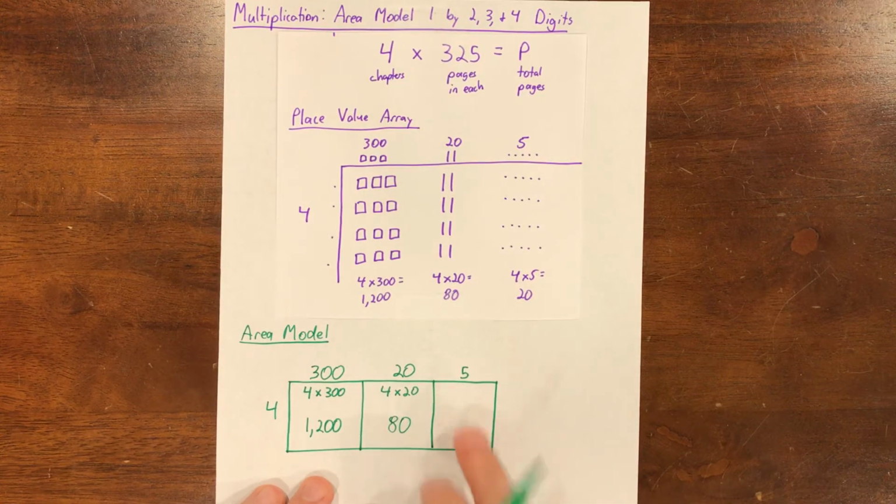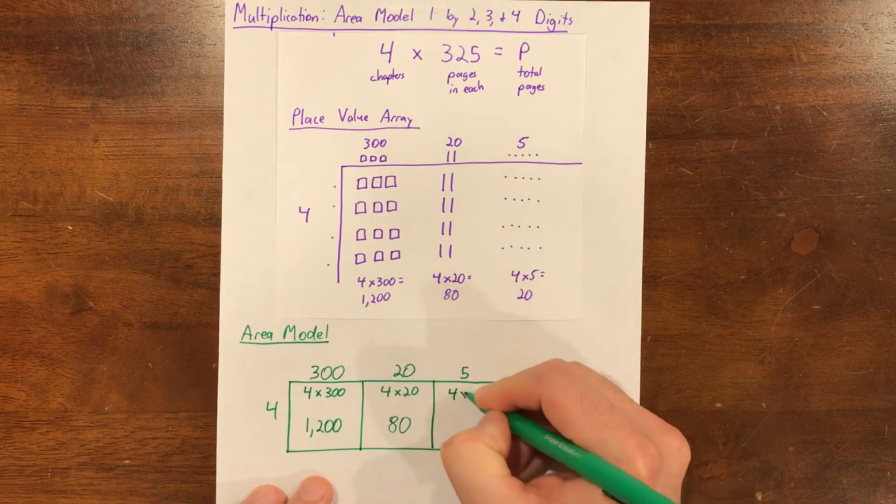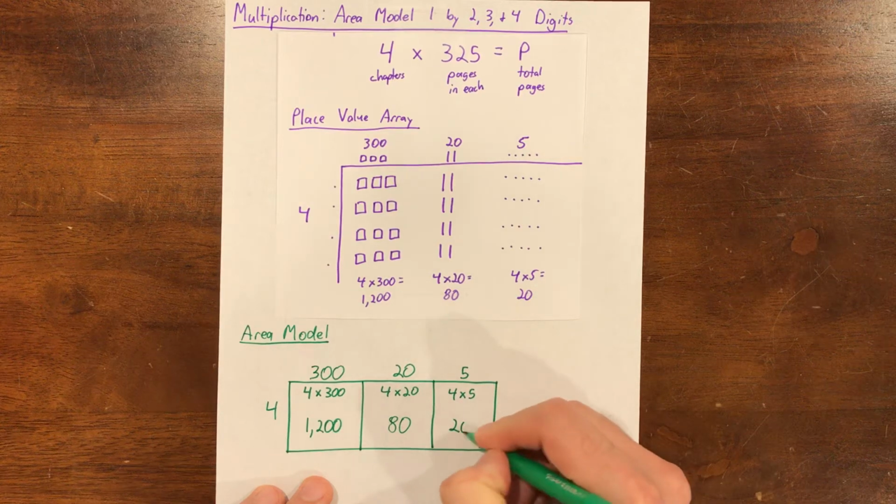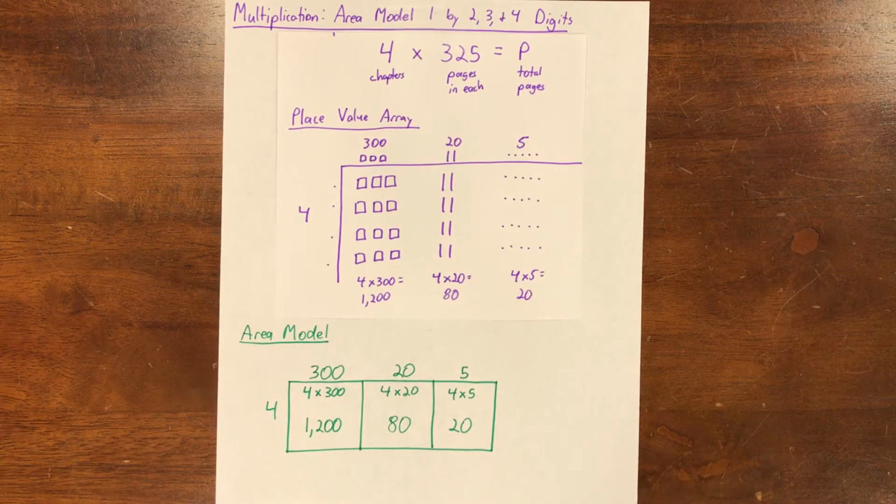Last one. How about that rectangle? Say it out loud. Yeah, 4 times 5, and that's 20. Okay, are we done yet? Why or why not? Say it out loud.